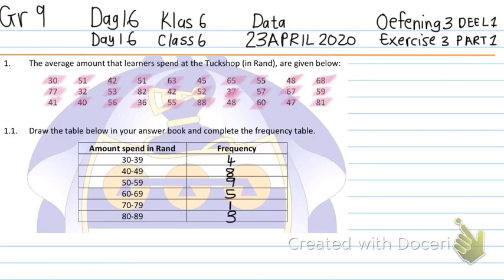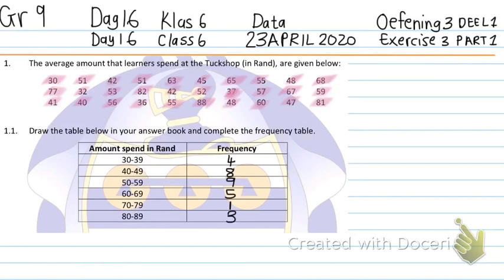Remember, frequency is a number, it's not a tally. Tally is those with the little lines. I don't do that for frequency, I write a number. Then represent the data on a histogram. I have to remember that a histogram is those with the bars right next to one another.